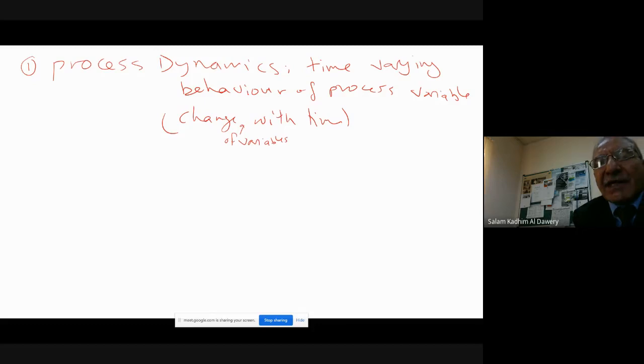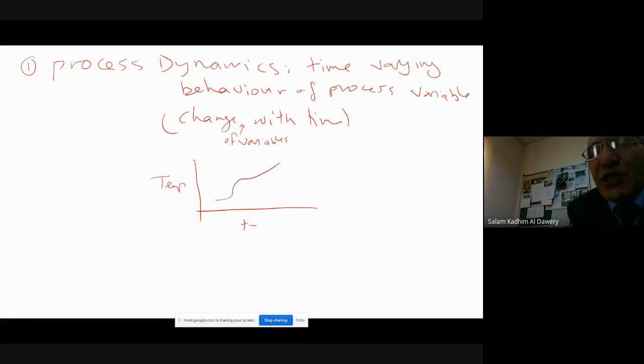Because if everything is fixed, there is no need for control. When we say dynamics, it means changing. To give you an example, this is a reactor. We control the temperature of the reactor. This is the temperature. With time, what is the behavior of the temperature if there is a change?